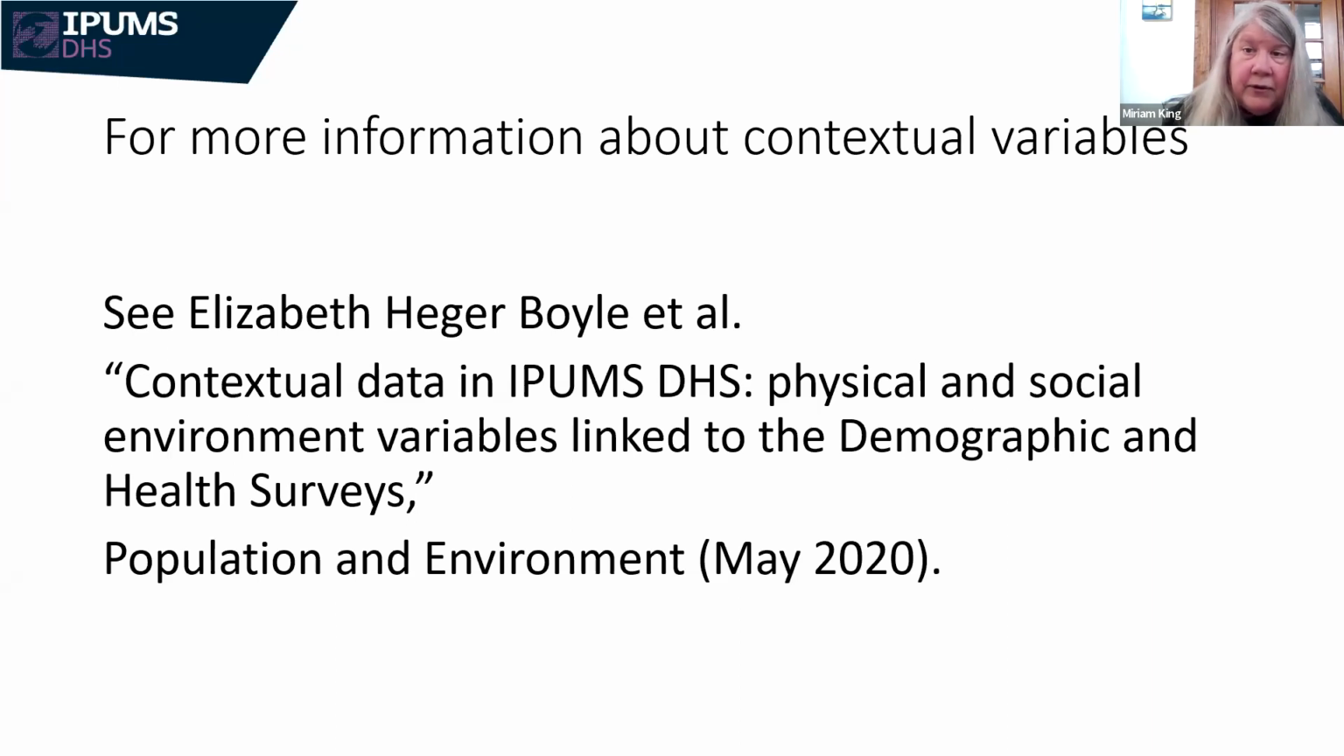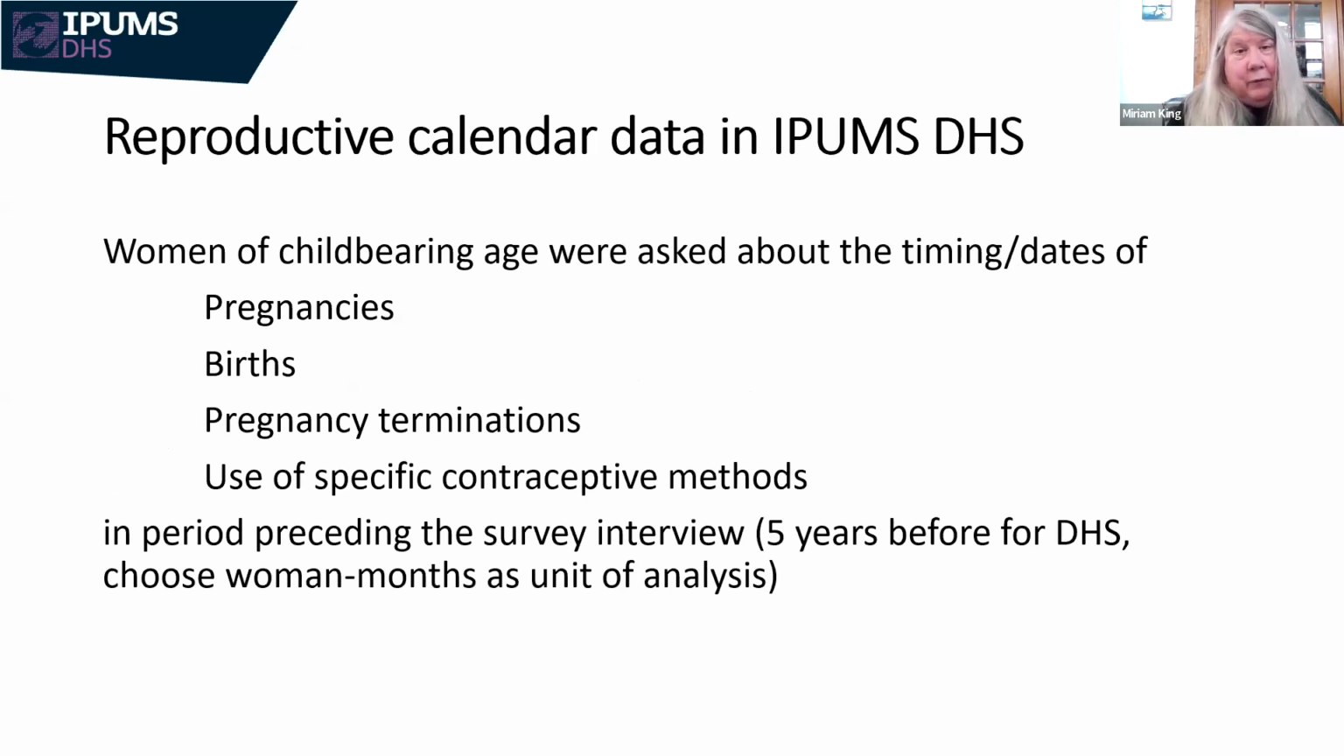Another advantage of using IPUMS DHS data compared to the original DHS data is that it's way easier to use the reproductive calendar data. These rarely used but very rich data were collected by asking women of childbearing age about the timing or date of their pregnancies, births, pregnancy terminations, and use of specific contraceptive methods in the 5-year period before interview. Not every sample includes this, but many do. But they're very underutilized data because they're so difficult to use in their original form.